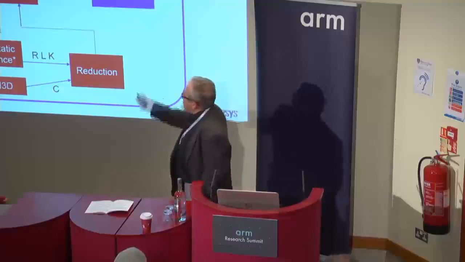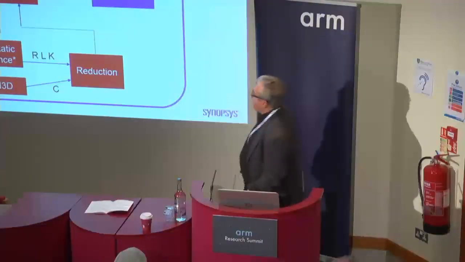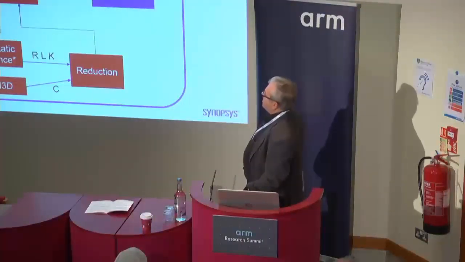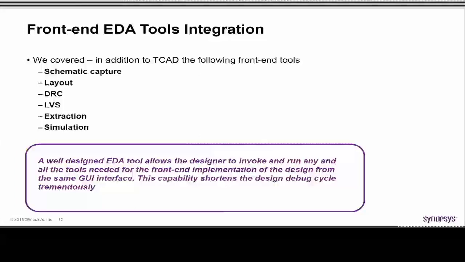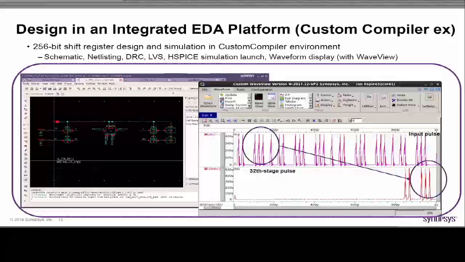And then in this picture, I capture all the sub-steps that are needed for this thing. Okay, so front-end tools integration. As I stressed, first of all, the DTCO, Design Technology Co-Optimization, starting with TCAD, and then all the front-end, including schematic capture, layout, DRC, LVS, extraction, and simulation, and all those should be invoked from a single GUI pretty efficiently.